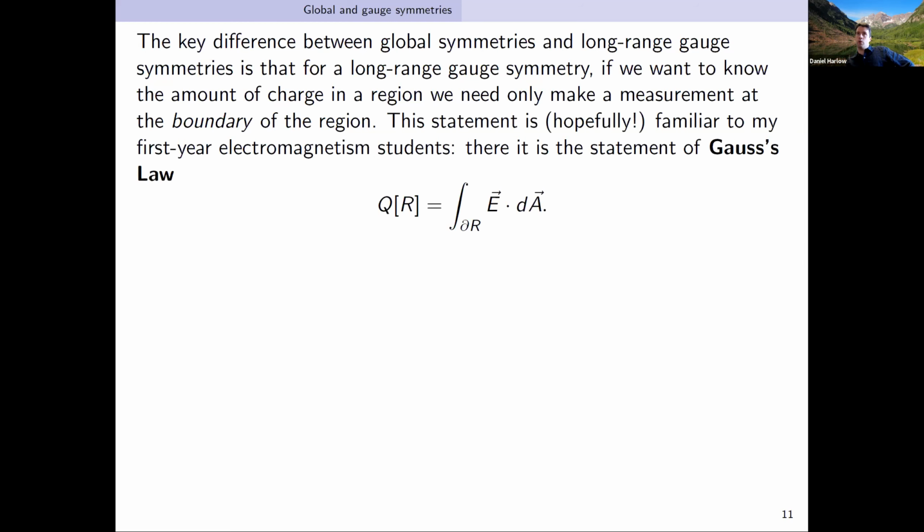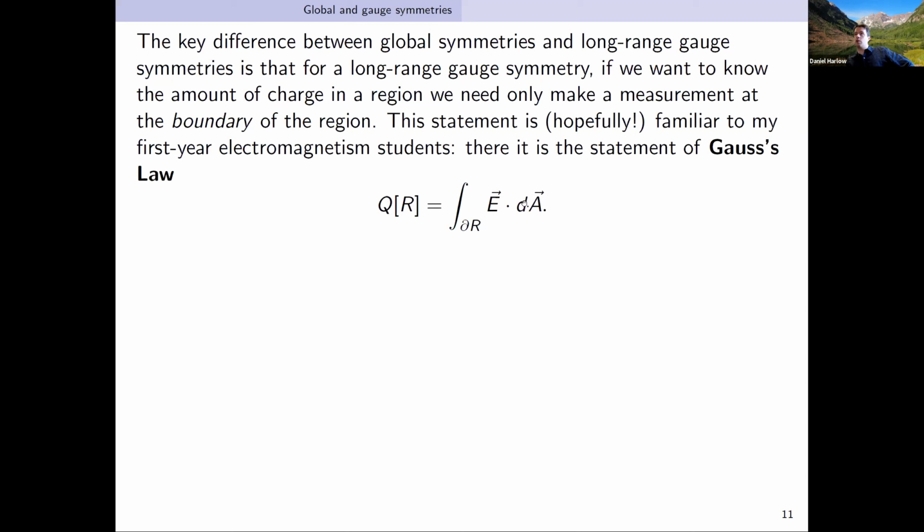So if you remember electromagnetism, which hopefully you do, this is something I teach to my students here at MIT. We have Gauss's law, right? In civilized units, Gauss's law says that the electric charge in a spatial region R is the integral of the electric flux through the boundary of the region.